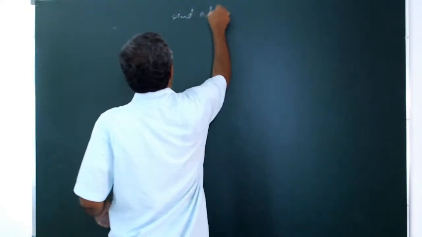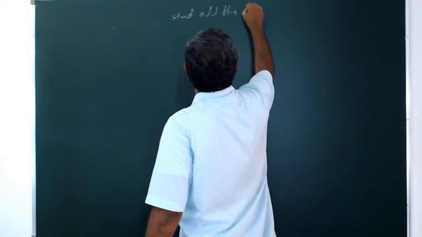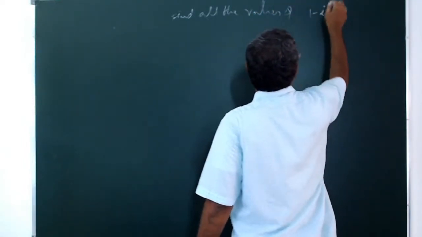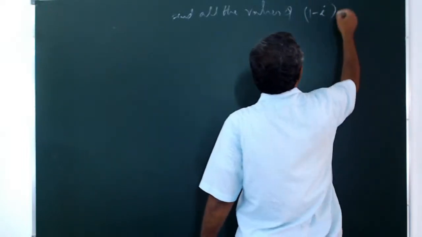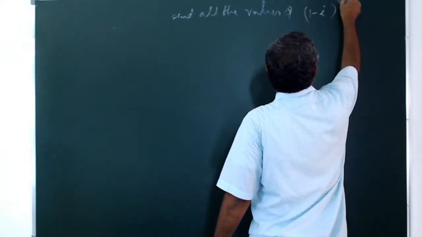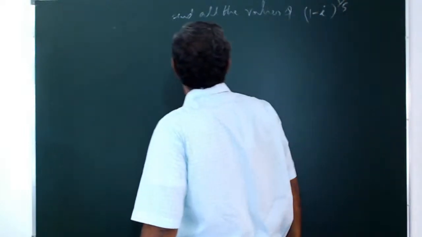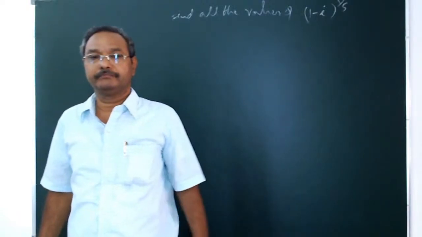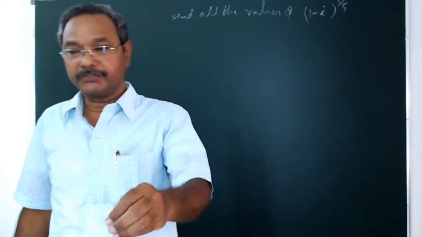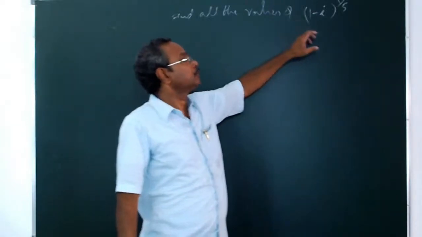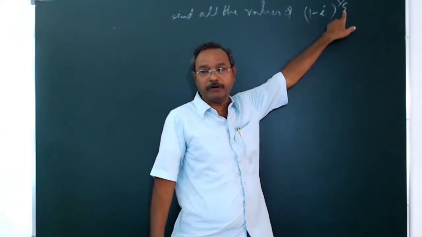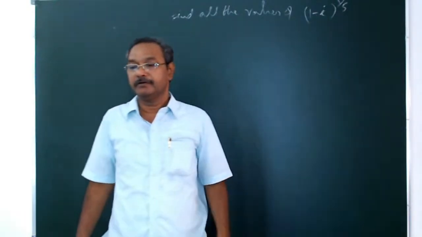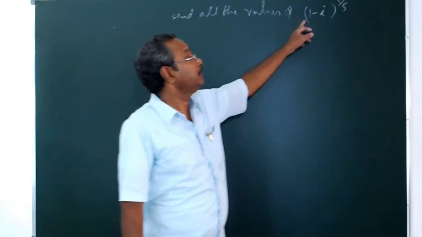Find all the values of 1 minus i whole to the power of 1 by, say, 5. Find all the values of (1 minus i) to the power of 1 by 5. That means you are asked to find the fifth roots of the complex number 1 minus i. The fifth roots of the complex number 1 minus i.